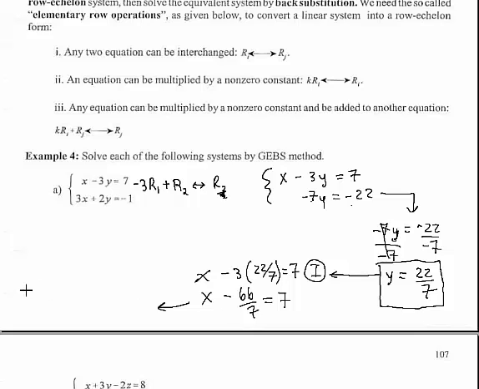To solve for x, all we would do is add 66 over 7 to both sides, and the 66 over 7 would cancel, and we'd end up with 7 plus 66 over 7. If we were to find a common denominator for the 7, well, that would be 7. So 7 times the 7 on the top would give us 49. And so in the end, x ends up being, what do we get? 106 and then plus 115 over 7.